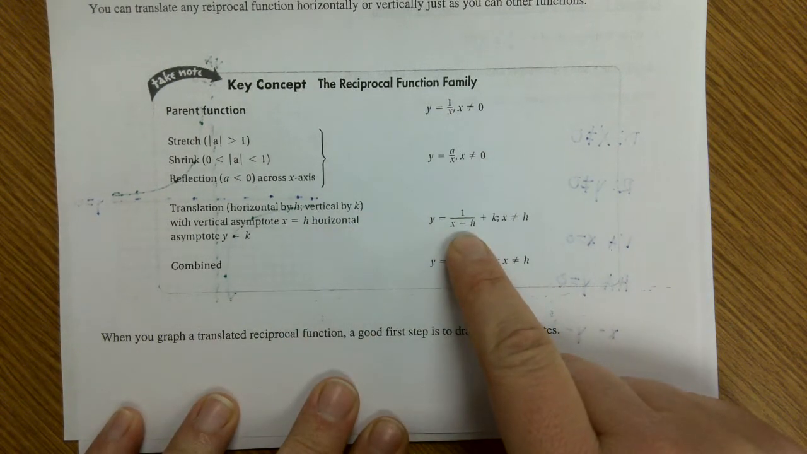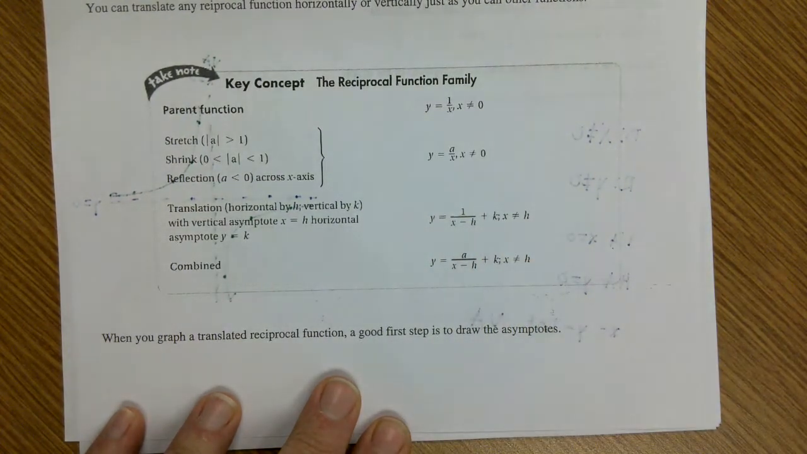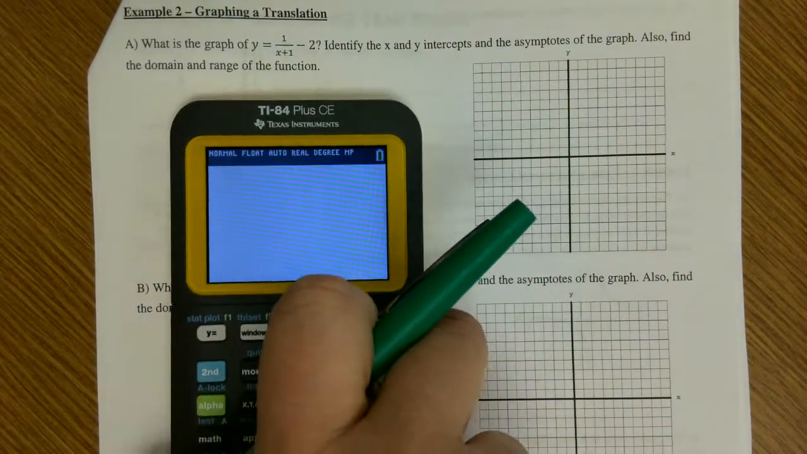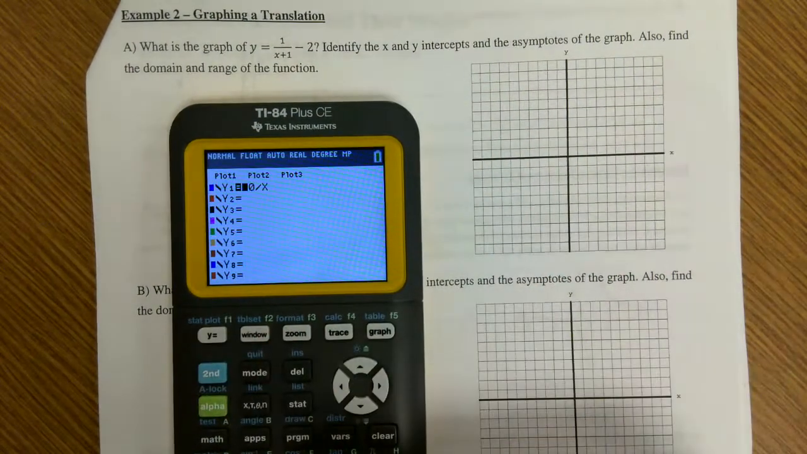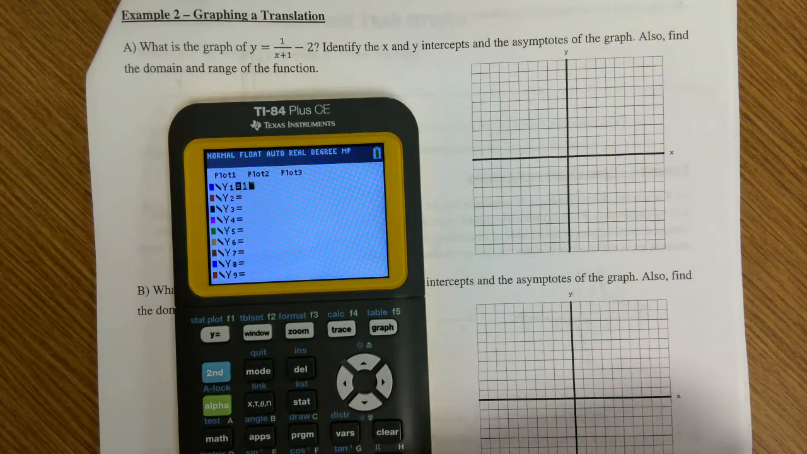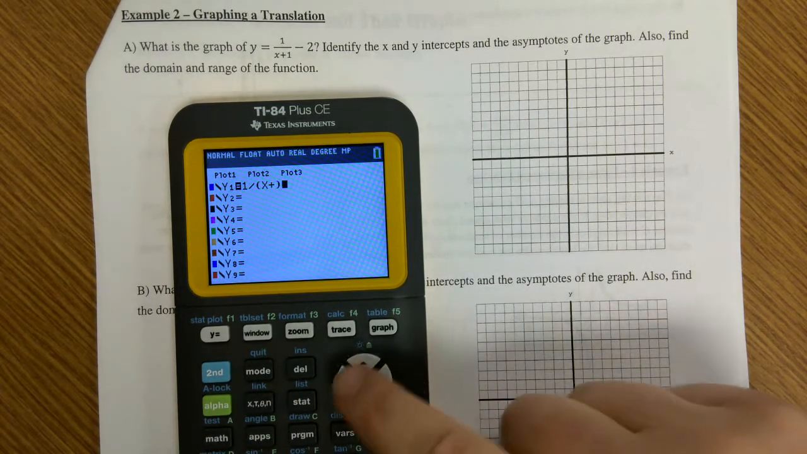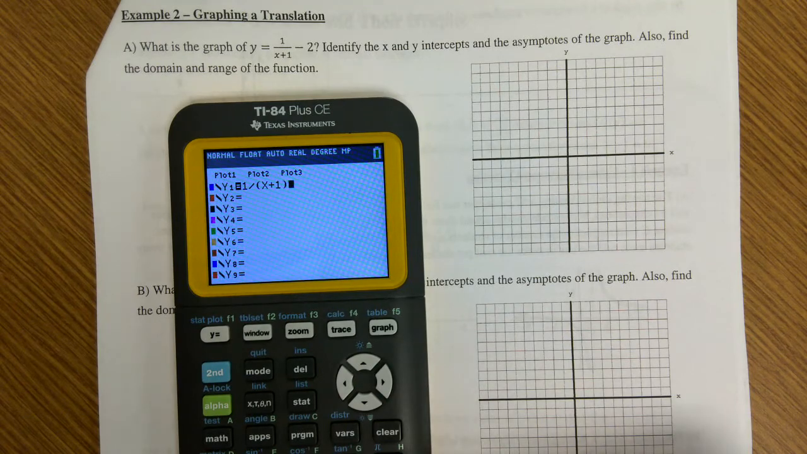This will change, left and right will change my vertical asymptote. Up and down will change my horizontal asymptote. So right now I'm going to put this in my calculator to get my points. If I go to y equals, I'm going to have 1 divided by, I have to make sure to put this in a parenthesis. Oops, x plus 1. I need the 1 there. In parentheses and then subtract by 2.